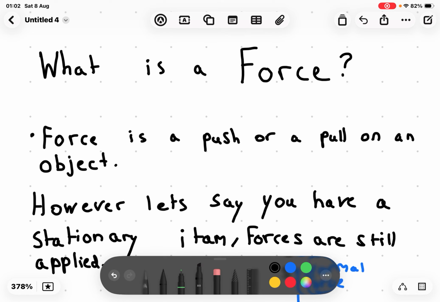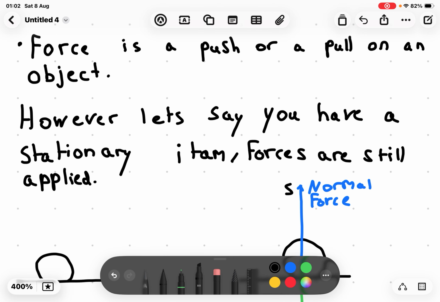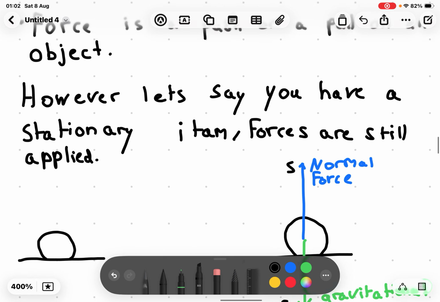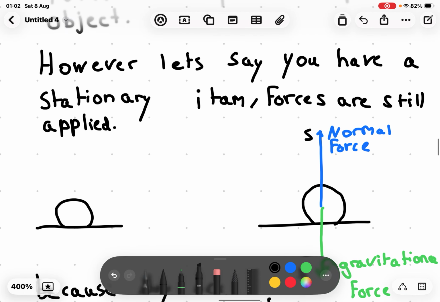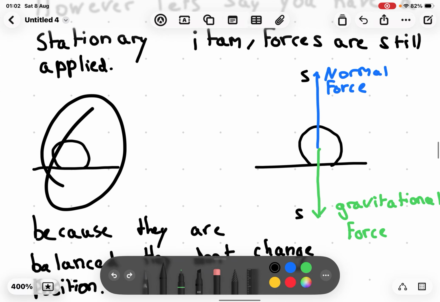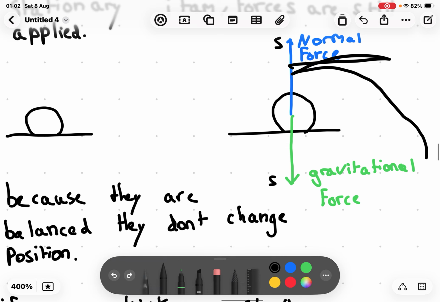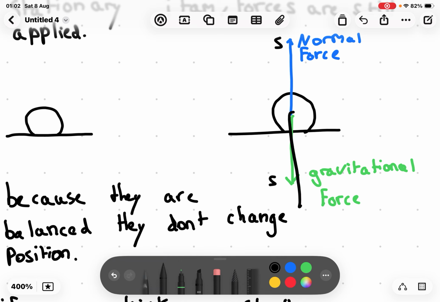So a force is a push or pull on an object. However, let's say you have a stationary object, forces still apply. You might think that a force is only when something is pushed or pulled, right? But look, a ball is stationary, right? There are still forces that apply constantly: the normal force and the gravitational force, one trying to get it down and the other up.